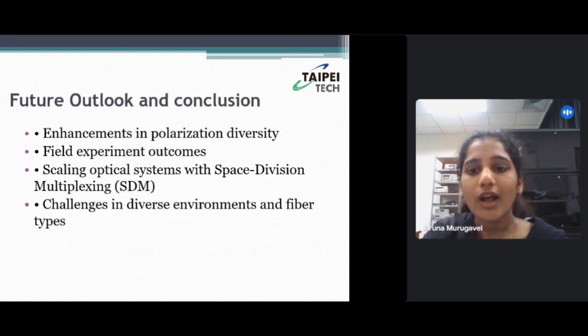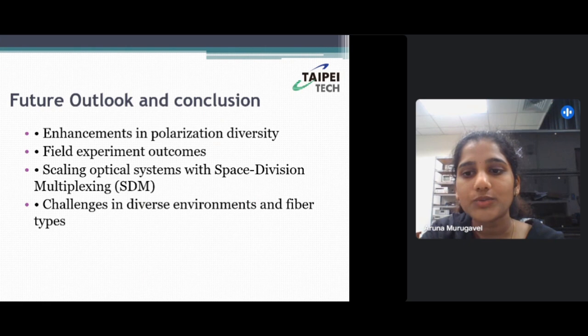Then the future outlook and the conclusions. Looking ahead, advancements in polarization diversity and the outcomes of these field experiments promise to further enhance DFS. Scanning systems with space division multiplexing, that is SDM, are another promising advance. However, adapting these systems to diverse environments and fiber types remains a challenge we must overcome.